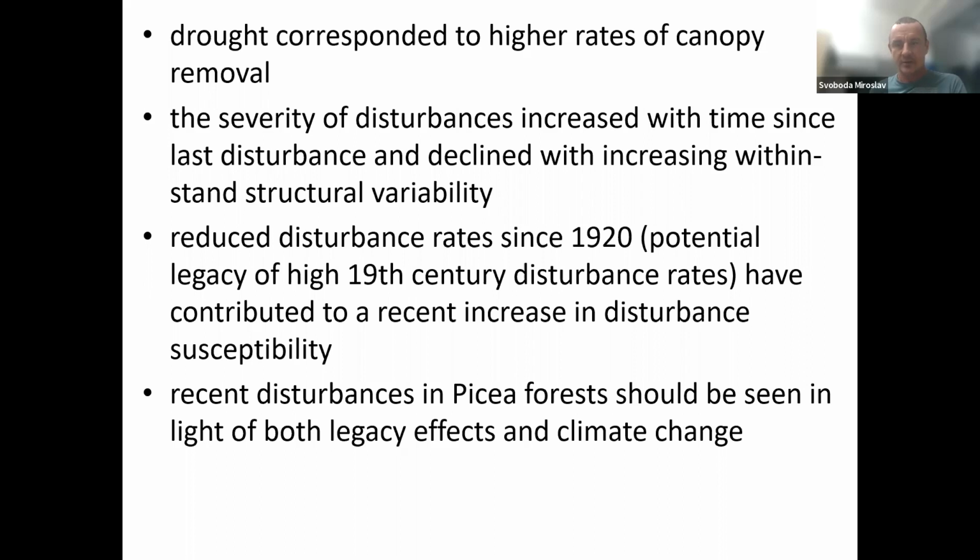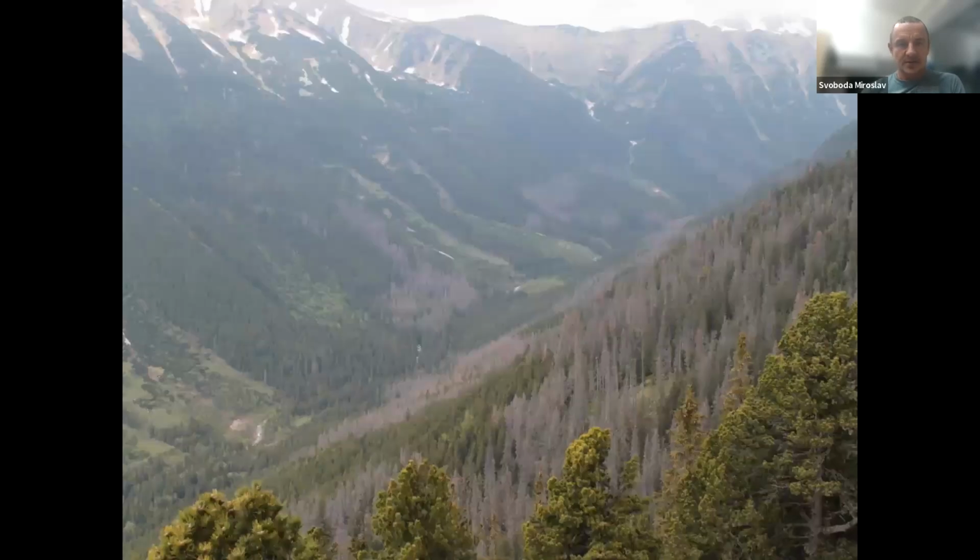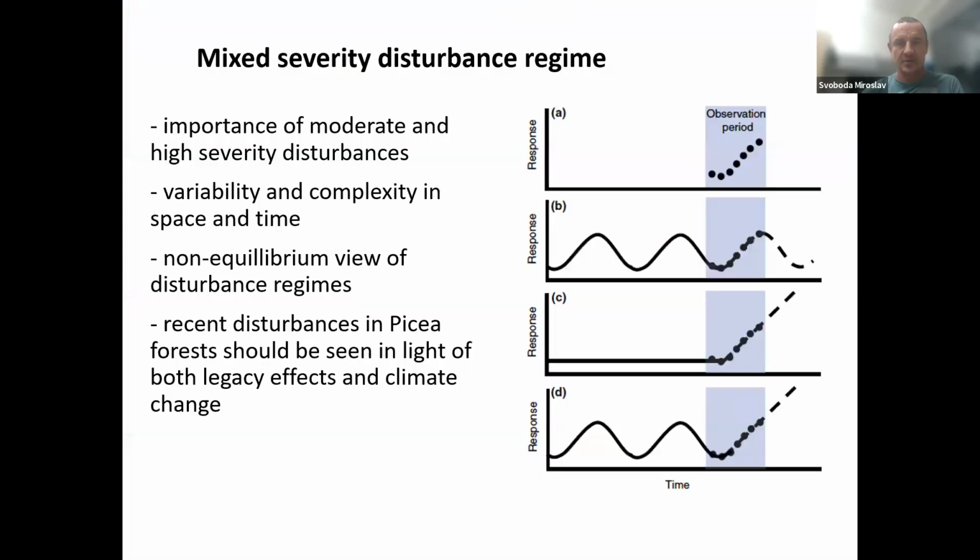that we see right now in those high elevation mountain spruce forests need to be seen in the light of legacy effect, but also in the light of climate change. So, for example, the recent canopy disturbances in one of the Slovakian sites where we are working. This is the Tichá and Koprová Valley, where we have the remnants of the primary forest, and you can see the recent bark beetle disturbances. But again, think about the legacy from the past and how the past disturbances could affect the recent picture.